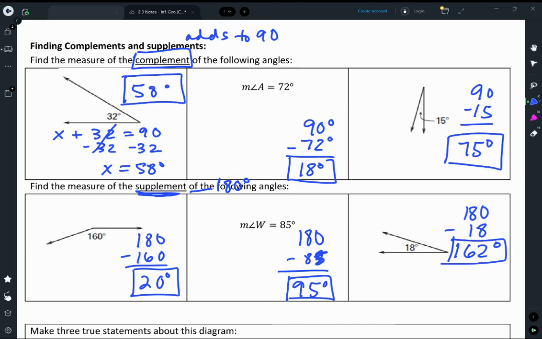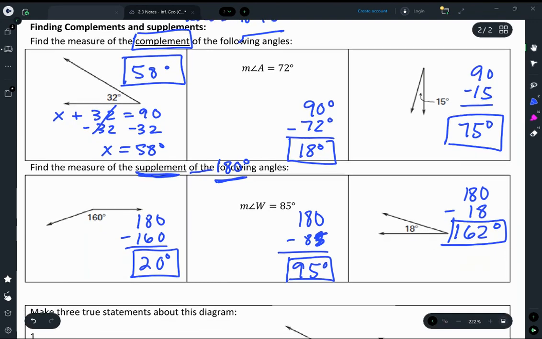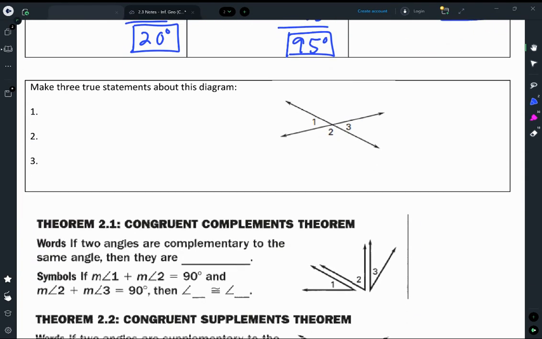So when we looked at complements, we were working backwards, so we subtracted from 90. And when we did supplements, we were working backwards, so we subtracted from 180. And I say backwards because we weren't adding two things together, right? We were trying to find one of the angles, so we used subtraction.